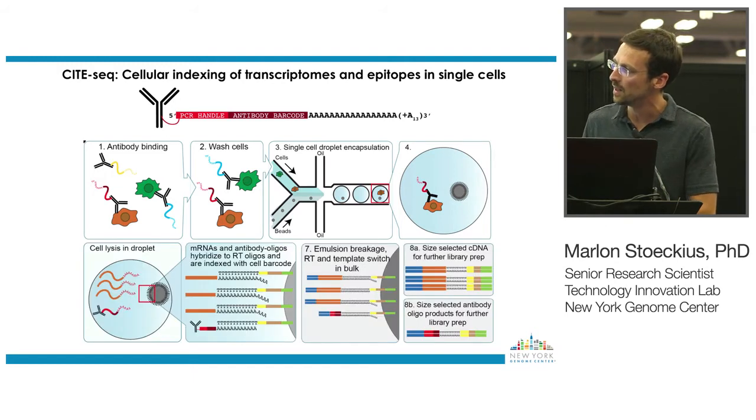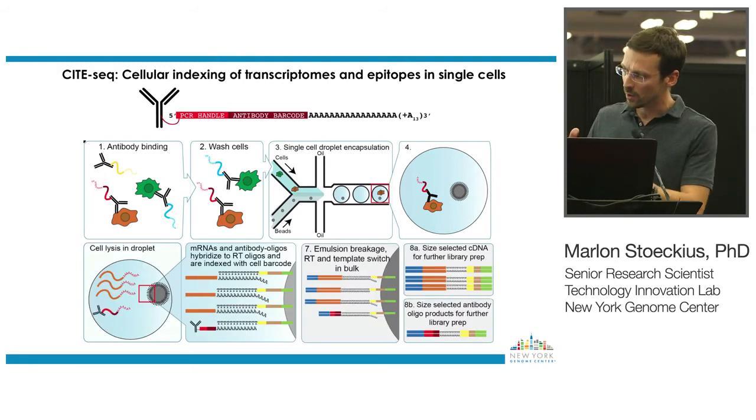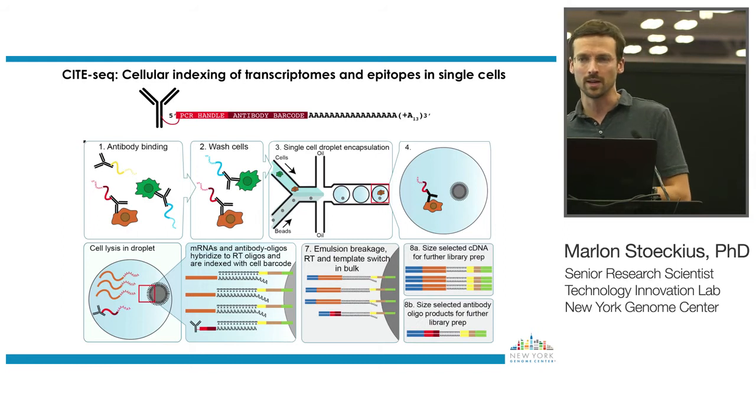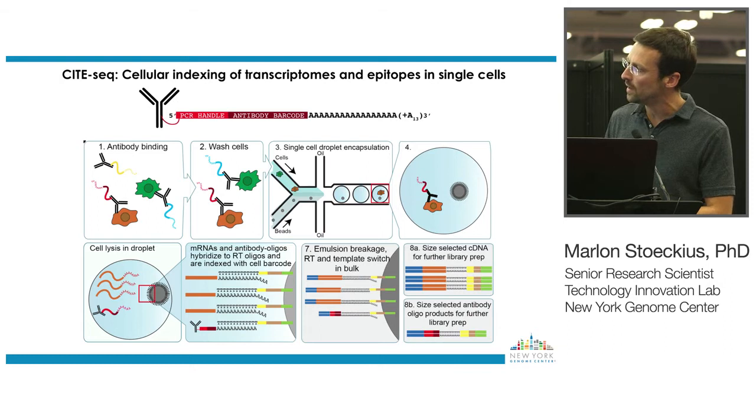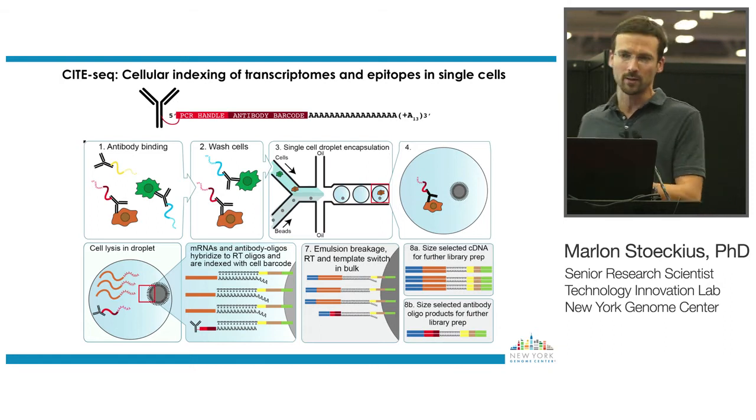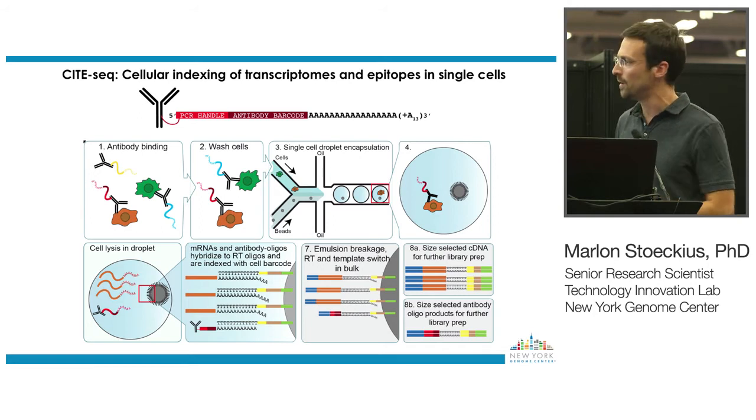And then in the droplets, the cells are lysing, and the mRNA molecules and the antibody oligos, through their poly-A tails, anneal to these oligos, which have these cell barcodes, and then they get reverse transcribed either in emulsions as for 10x or in bulk as for drop-seq. And then what happens is you have these two really different molecules. You have on one hand the full-length cDNAs, which are 1.5 or more kb long, and then you have these short antibody oligos, which are 180 nucleotides more or less.